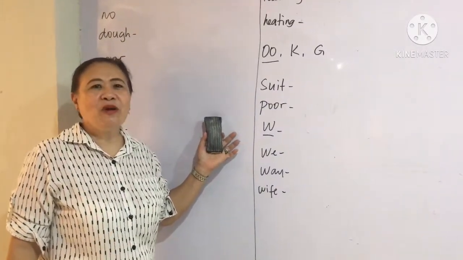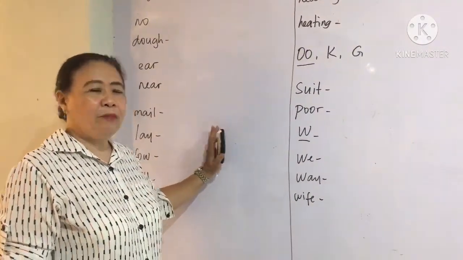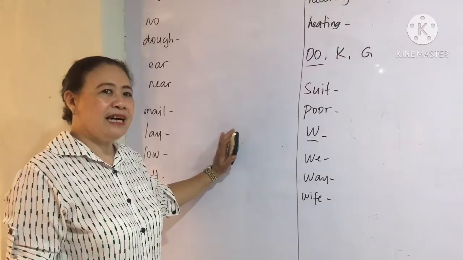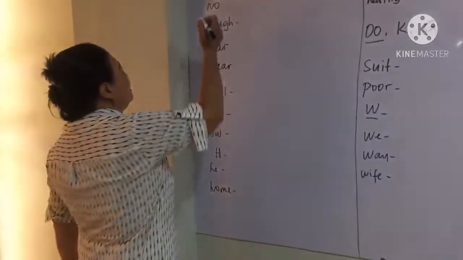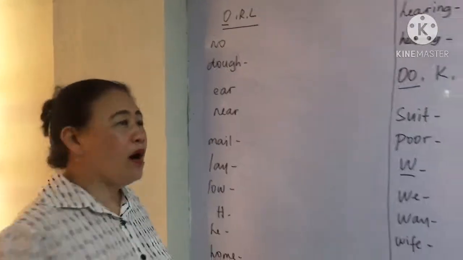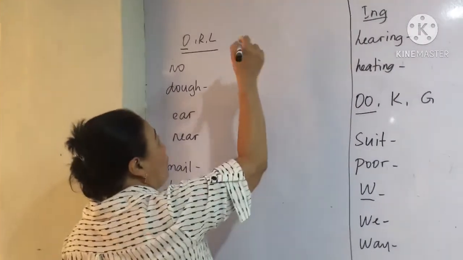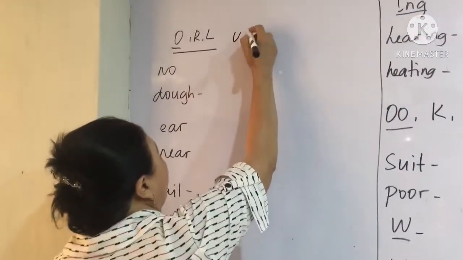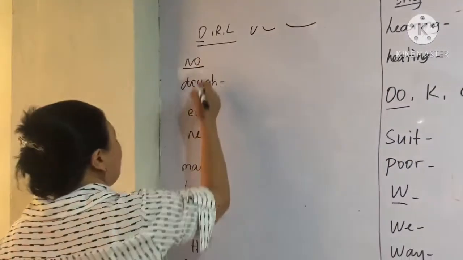So let us continue our discussion for today. For the word example, the principles that we have discussed in the previous class, the O, R, and L. Let us recap how we are going to write the O, R, and L. So it is represented by the forward curve. The O and the R and the L. So we have some example here.